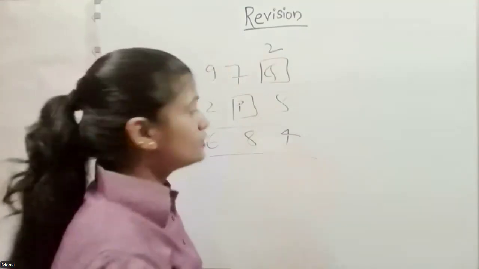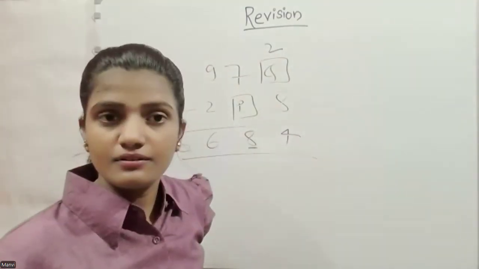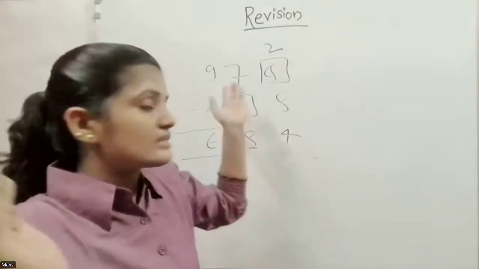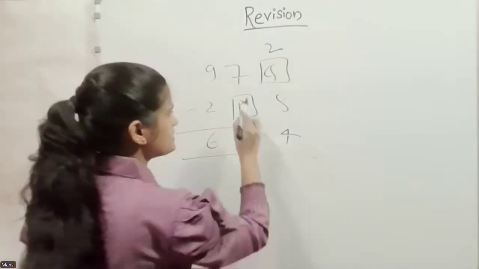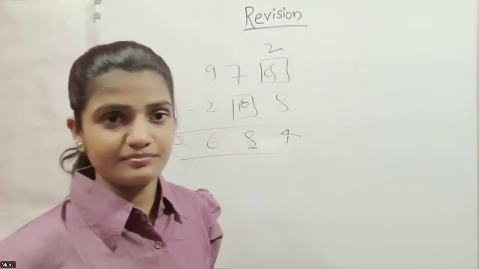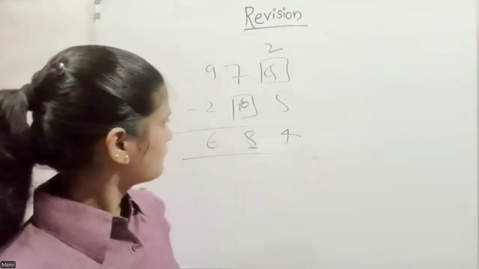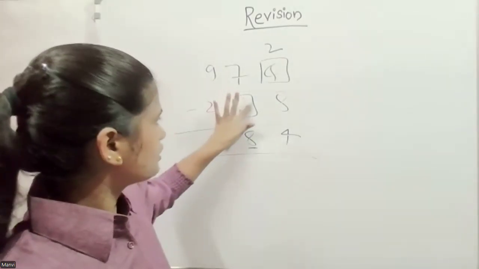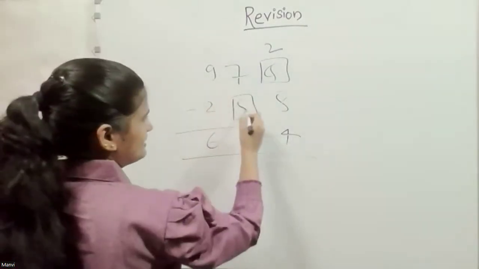Whatever carry you have, you first need to add that carry with this number. So this 8 became 9. Now 9 plus what equals 17? 9 plus 8 equals 17. Don't forget the carry. Sorry, I missed it out. This equals 8 actually.